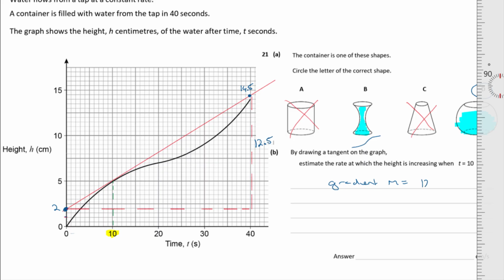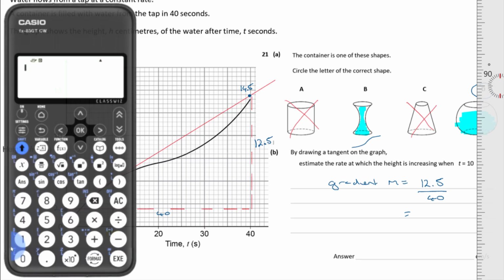So that's going to go on the top of my gradient. And then the change in x is this distance along the bottom. So it's 0 up to 40. So it's going to have a length of 40 then, isn't it? So that's going to divide by 40. So then tappity-tap that into the calculator. So 12.5 divided by 40.